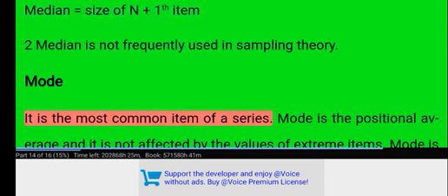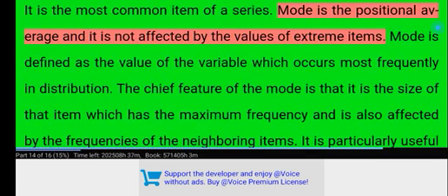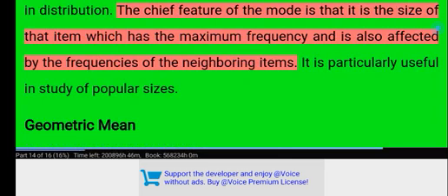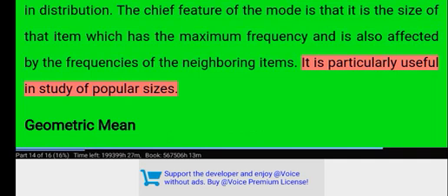Mode. It is the most common item of a series. Mode is the positional average and it is not affected by the values of extreme items. Mode is defined as the value of the variable which occurs most frequently in a distribution. The chief feature of the mode is that it is the size of that item which has the maximum frequency and is also affected by the frequencies of the neighboring items. It is particularly useful in the study of popular sizes.